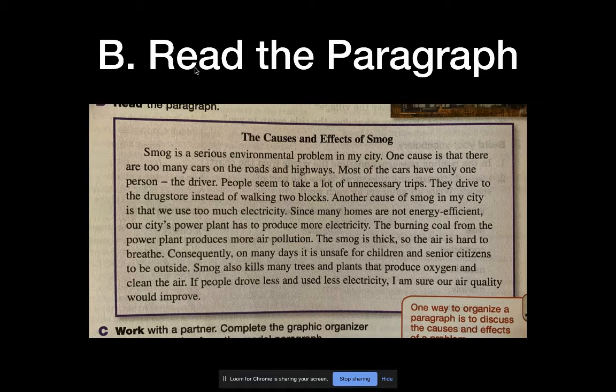The burning coal from the power plant produces more air pollution. The smog is thick, so the air is hard to breathe. Consequently, on many days it is unsafe for children and senior citizens to be outside. Smog also kills many trees and plants that produce oxygen and clean the air. If people drove less and used less electricity, I am sure our air quality would improve.